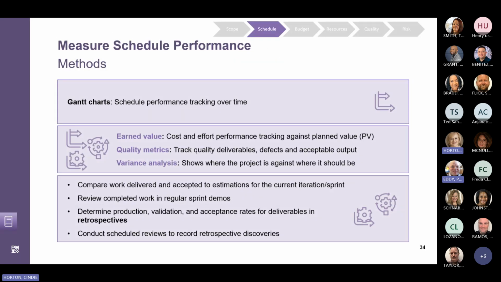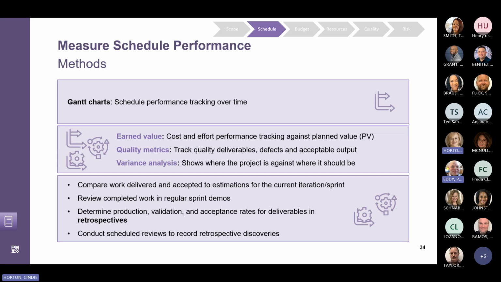Moving on to schedule performance. As you learned in the planning phase, a schedule is a model for executing the project's activities, including durations, dependencies, and other planning information. There are various methods for tracking performance across projects. Except for the Gantt chart, which is typically used only in predictive settings, earned value, which we're going to cover more when we discuss budget, quality metrics, and variance analysis are methods that can show how the team is performing compared to baseline or an expectation and can be used in any project lifecycle.